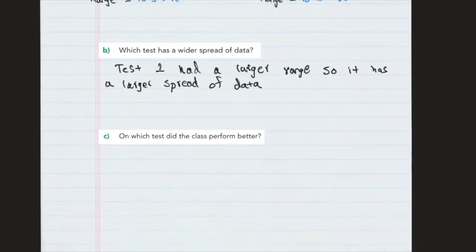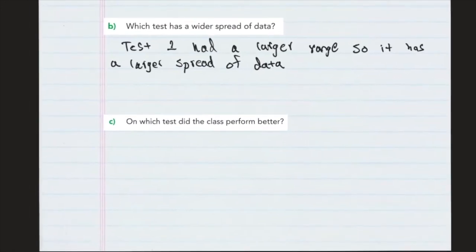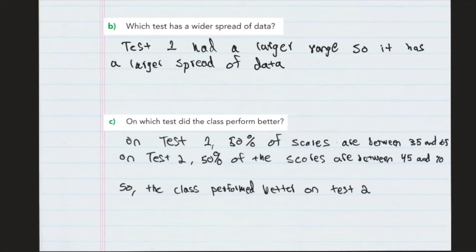Okay, so when you're asked on which test did the class perform better, that's exactly what you would want to write down. And I just paused the video and typed it out for you. So on test 1, 50% of the scores are between 35 and 65. And then on test 2, when we looked, 50% of the scores are between 45 and 70. So the class performed better on test 2, right?